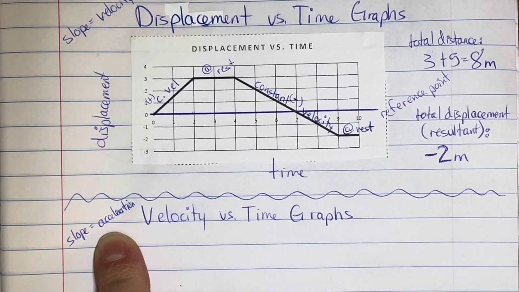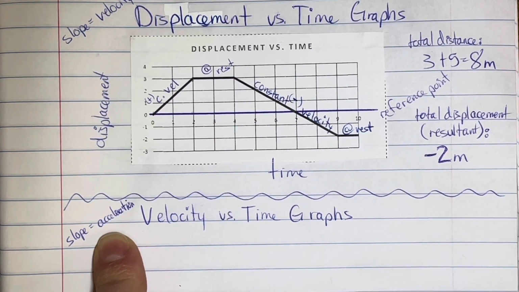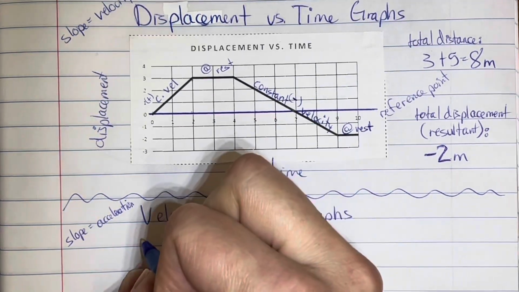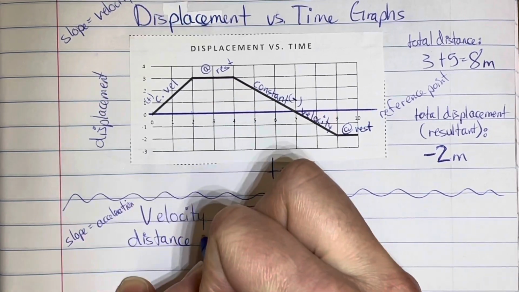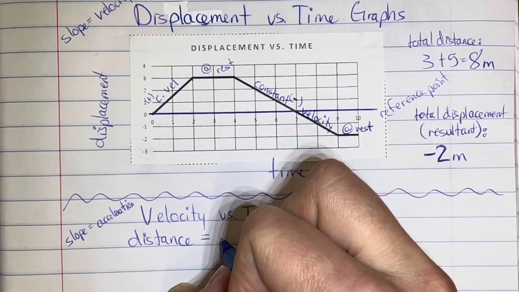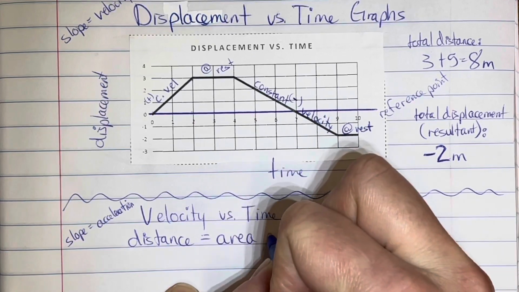There's this really cool trick about these graphs. In a velocity versus time graph, the cool trick is that the distance traveled by the object is equal to the area under the graph.